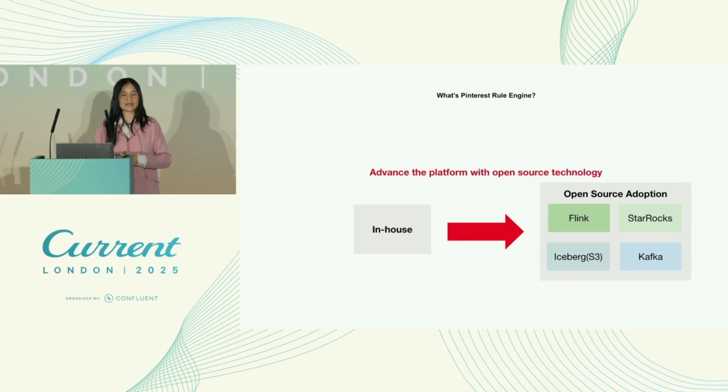So what is our tech strategy behind it? We would like to adopt open source technology. And we want to transition from an in-house technical stack, which is only understood by a few people, to a platform that's powered by open source technology. These are a few open source technologies we adopted for the Guardian V2 system, including Kafka, Flink, StarRocks, and Iceberg.